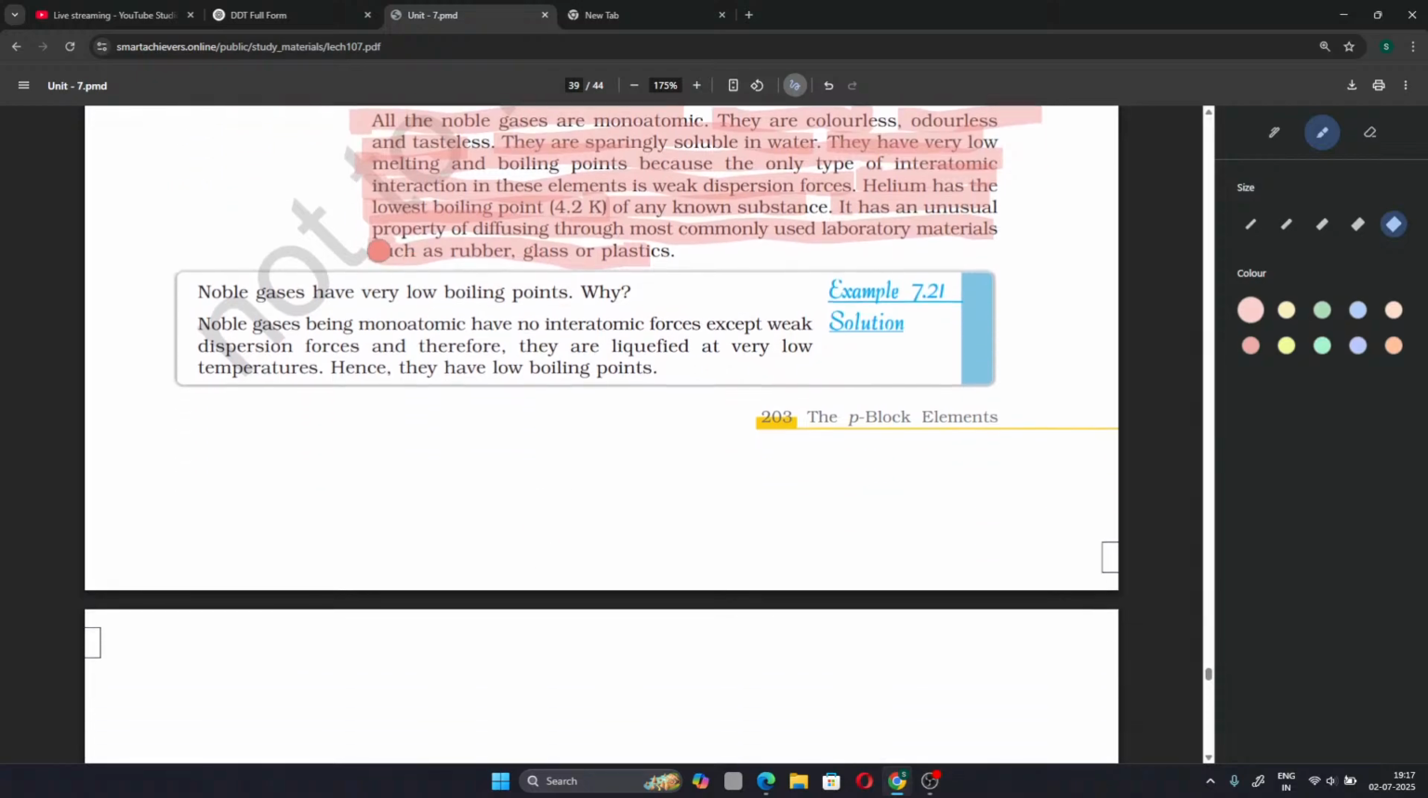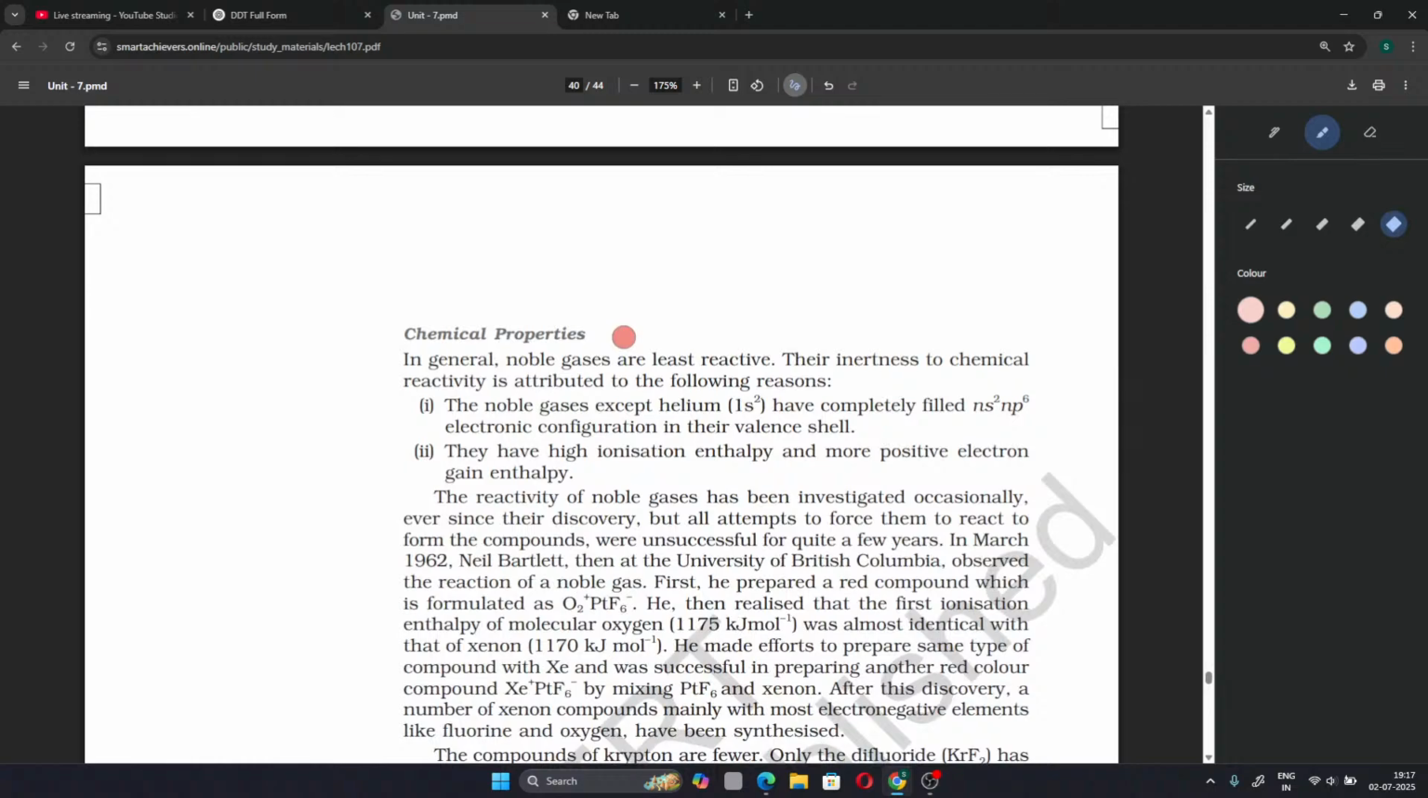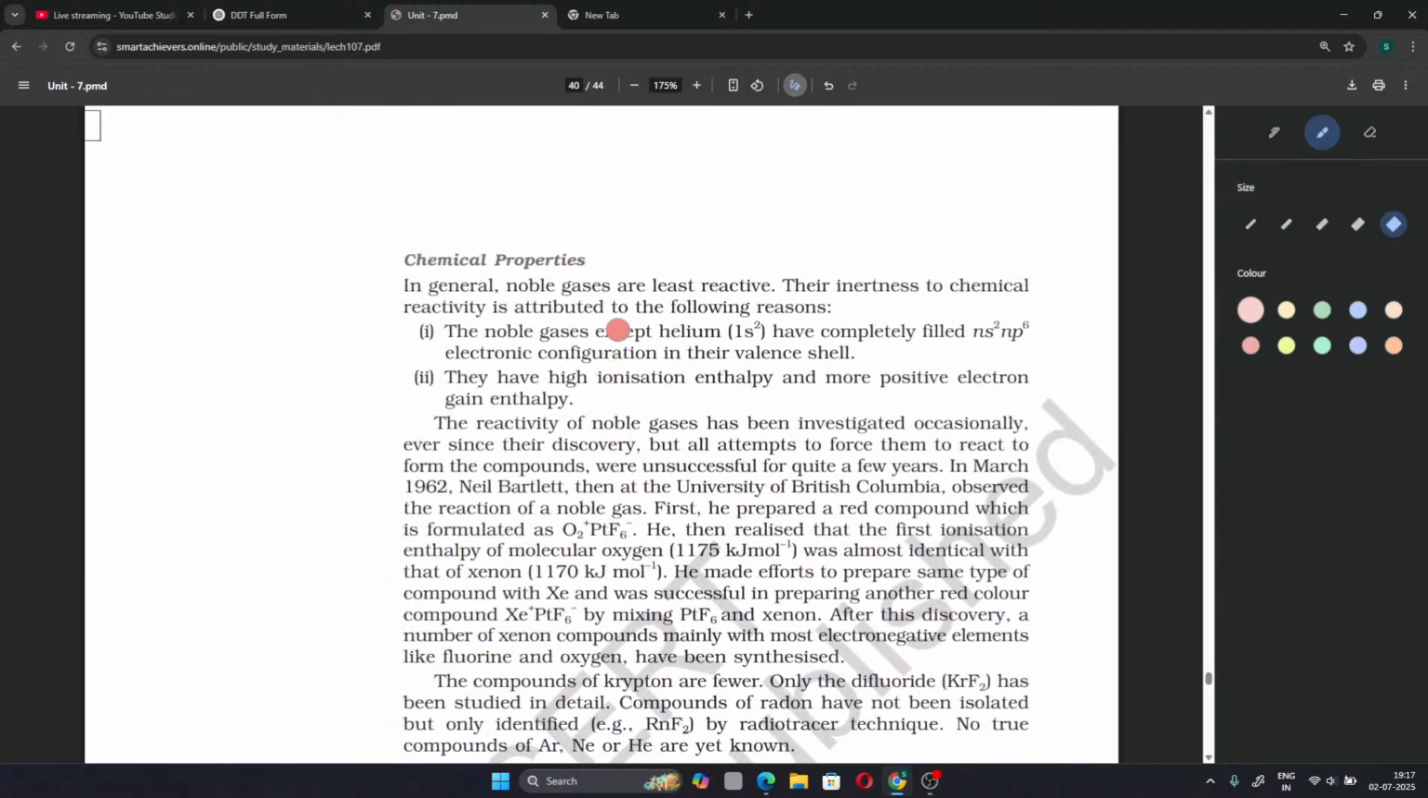Example: noble gases have very low boiling points. Why? Noble gases, being monoatomic, have no interaction forces except weak dispersion forces, and therefore they are liquefied at very low temperatures, hence they have low boiling points. Helium has the lowest boiling point.